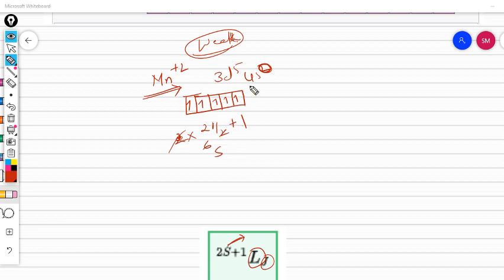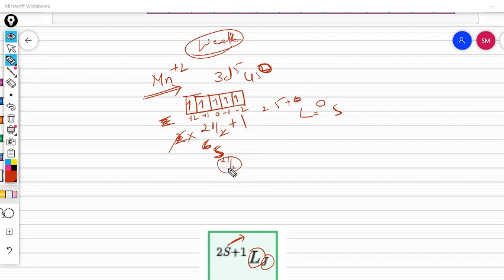The J value: S is 2.5, and for the L value, the d orbital has plus 2, plus 1, 0, minus 1, minus 2. If you take the sum of these, it is equal to 0. If it is 0, the L value will be capital S. So 6 and S. For the J value, the total is 2.5 plus the L value 0, so the total is 2 and a half.